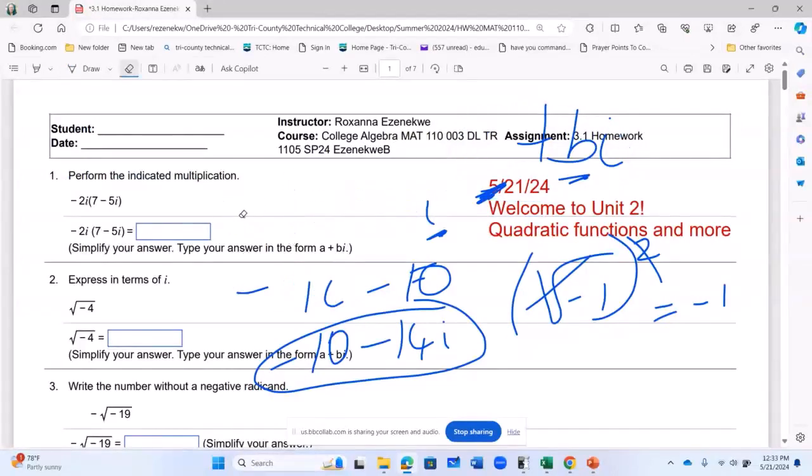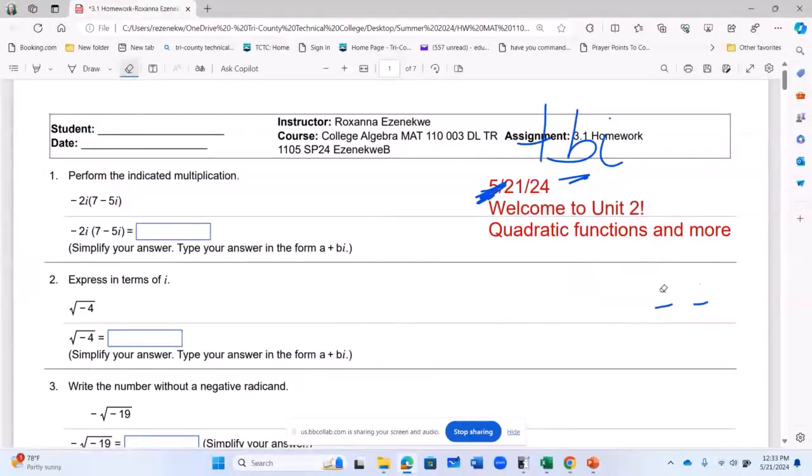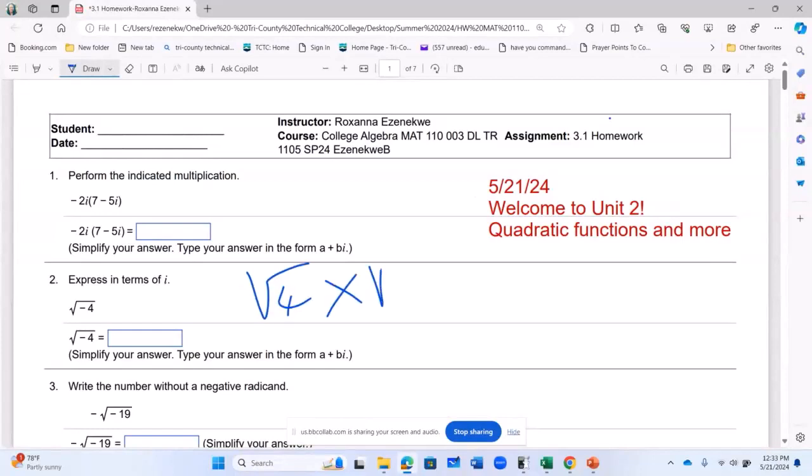Let's go to number 2. We're not going to do all of them. This is homework number 1. So let's go to number 2, still on complex numbers. We already know that when we have the square root of a negative number, it's complex. So in this particular case, we have the square root of 4 multiplied by the square root of -1. The square root of 4 is 2, and the square root of -1 is i. So our answer is 2i.